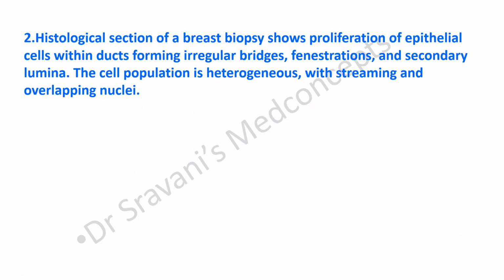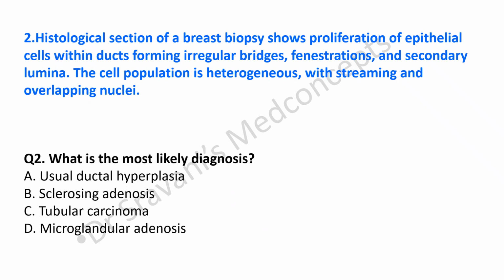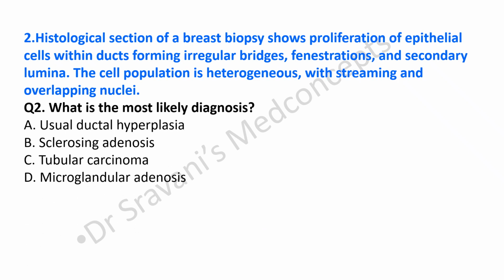Another question. A histological section of a breast biopsy shows proliferation of epithelial cells within the ducts forming irregular bridges, fenestrations and secondary lumina. The cell population is heterogeneous with streaming and overlapping of the nuclei. So what is the most likely diagnosis? Usual ductal hyperplasia, sclerosing adenosis, tubular carcinoma, or microglandular adenosis?